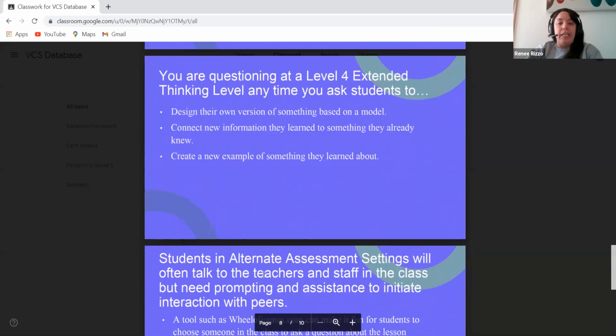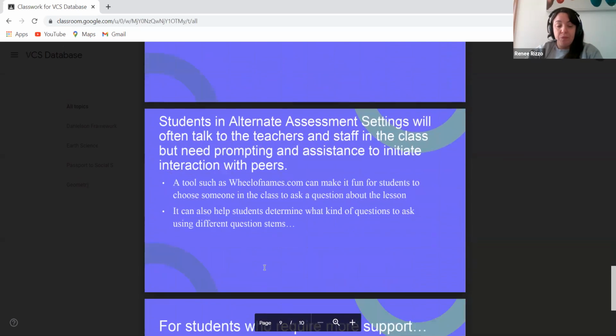You are questioning at a level four extended thinking level anytime you ask students to design their own version of something based on a model, connect new information they learned to something they already knew, create a new example of something they learned about.